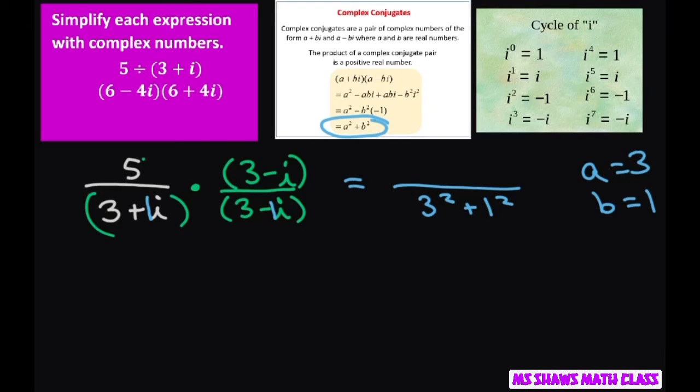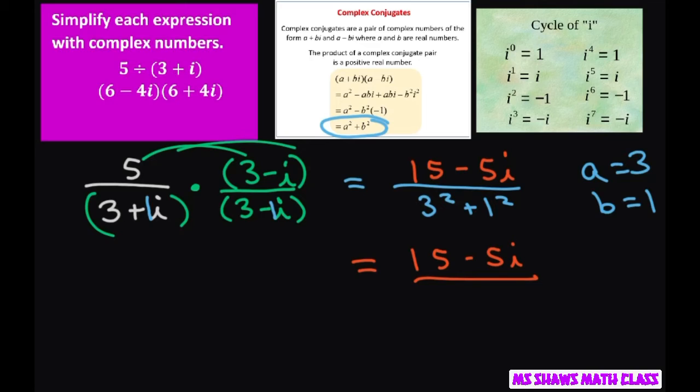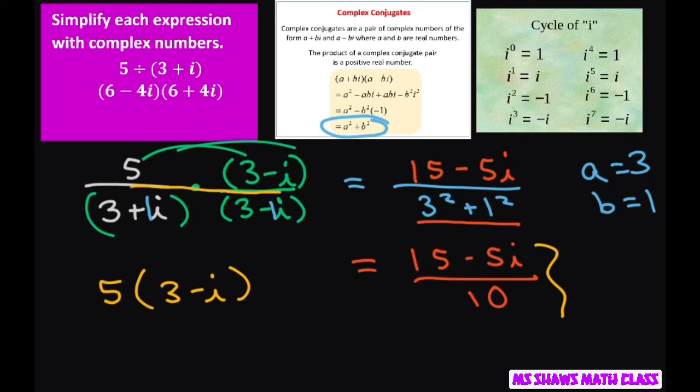And then in the numerator, we're just going to distribute, and you get 15 minus 5i. So this is going to give me 15 minus 5i, and 9 plus 1 is 10. Now let's factor out a 5. Simplify this. I factor out a 5 in the numerator. I'm going to get 3 minus i, which is what we had here, divided by 10.